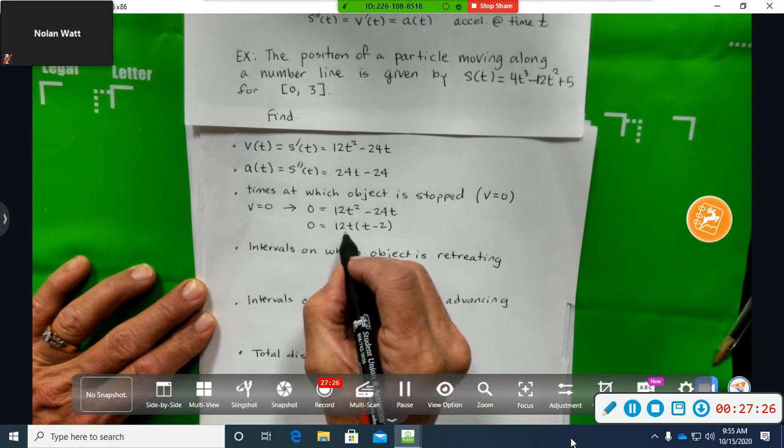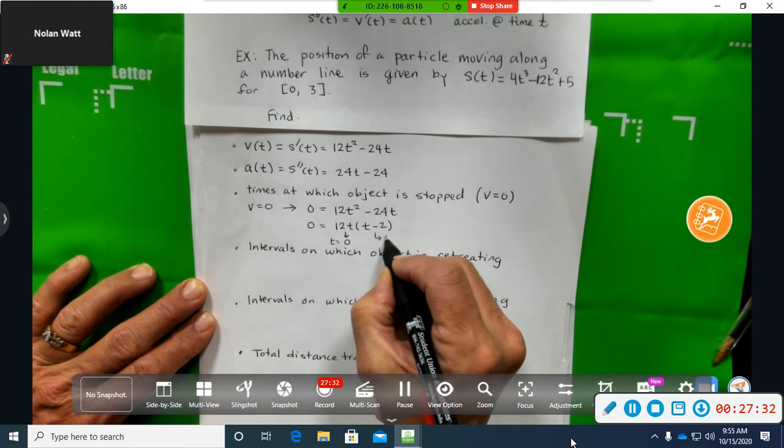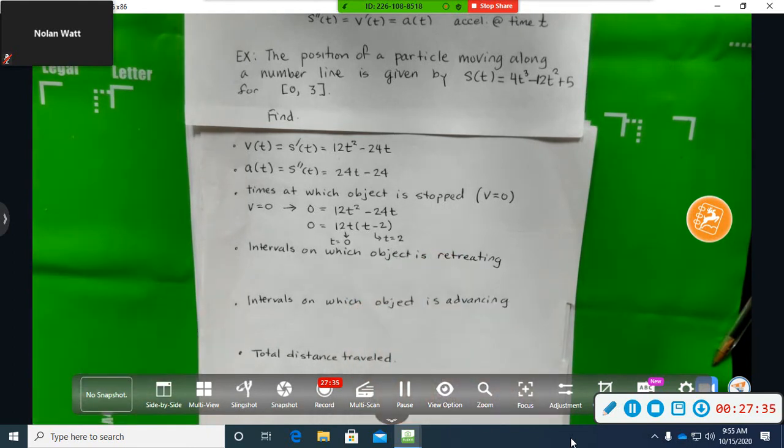Now set each factor equal to 0. 12t is 0 when t is equal to 0. T minus 2 is equal to 0 when t is 2. T is equal to 0 is the endpoint, so we don't really need that. T is equal to 2 is in our time interval, so we keep it. Now we can figure out intervals in which the object is retreating and advancing by looking at the sign of the velocity. So let's make a number line from 0 to 3, put the 2 in there since it's stopped, and get the sign of the velocity in those intervals.